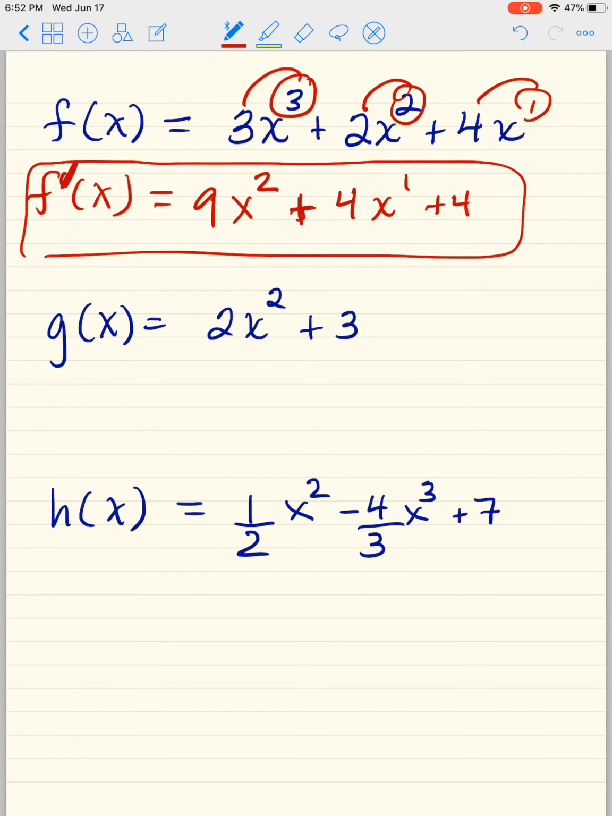That's my answer. That's it? Yup. So the key is just to know how to multiply. What about this, guys? Pause the video, try it.